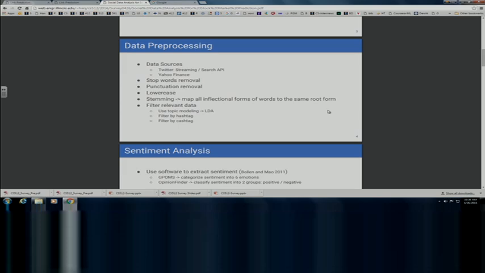After text normalization, we have to filter relevant data, because data from social networks contains a lot of noise. There are some options we can use, like topic modeling using LDA, or we can filter by hashtag or cashtag in the tweets.